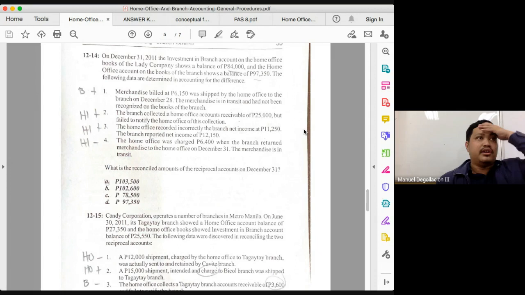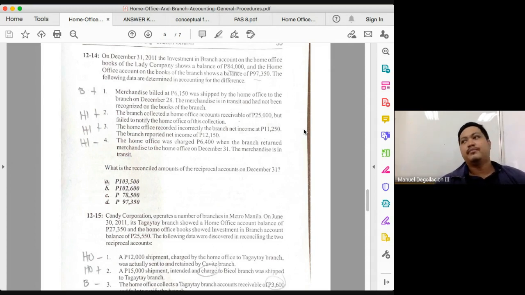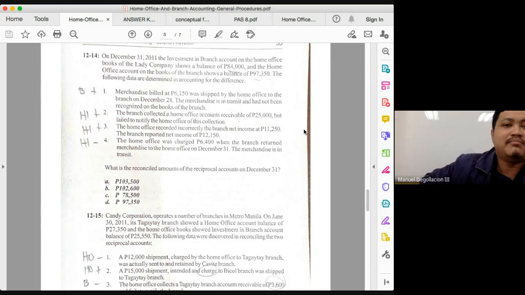As I have already shared, class, for this chapter, the question that would be considered as somewhat difficult would be the question on reconciliation of your reciprocal accounts, especially if only one unadjusted balance is given, wherein you will be asked to solve first for the adjusted and work back for the unadjusted balance of the other reciprocal account. But in problem 14, the scenario here is that you are given both unadjusted balances.